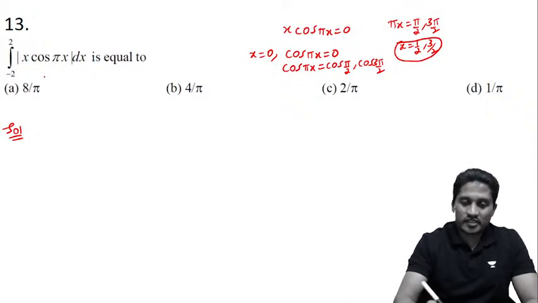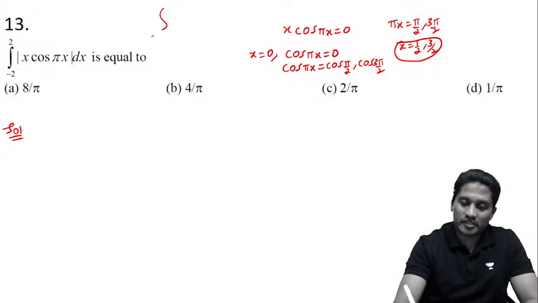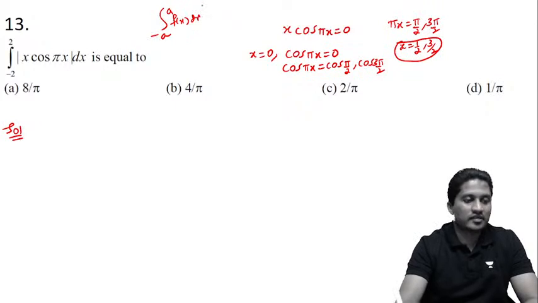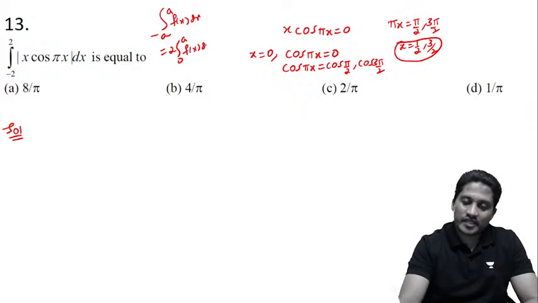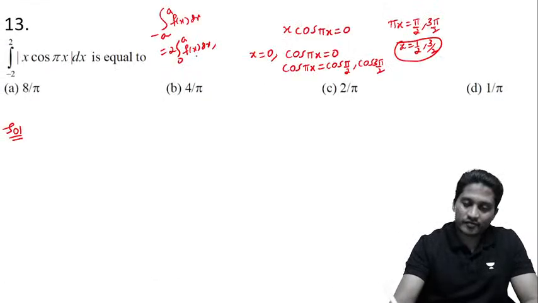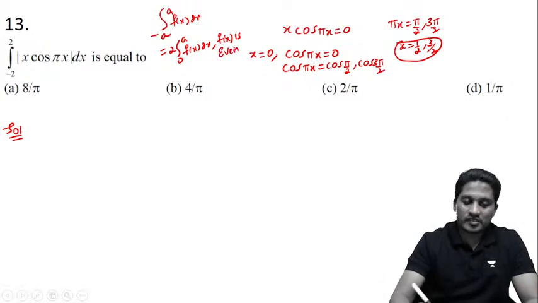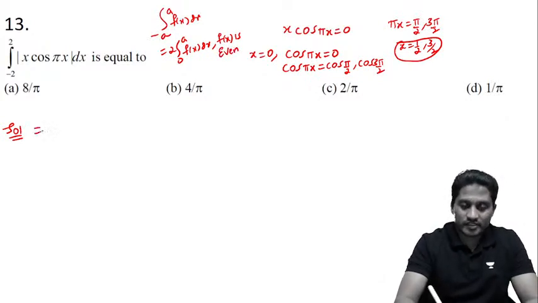Mod x is an even function. Suppose you have the integral from minus a to plus a of f of x dx. If f of x is even, then I should write this as 2 times the integral from 0 to a of f of x dx. So minus 2 to plus 2, it's an even function. I should write 2 times the integration from 0 to 2 of modulus of x into cos pi x dx.